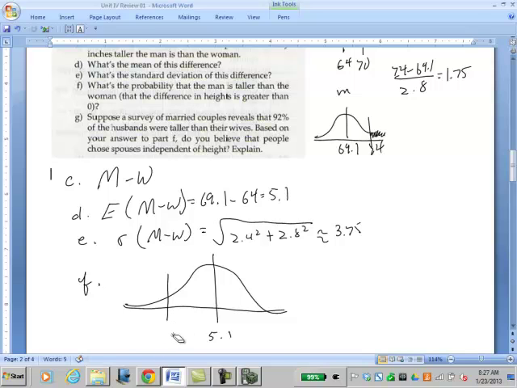Okay, we want to know men taller than women. So this is the man M minus F distribution. We want to know the shade to the right. Men taller than women, right? So that's going to be everything to the right of 0.